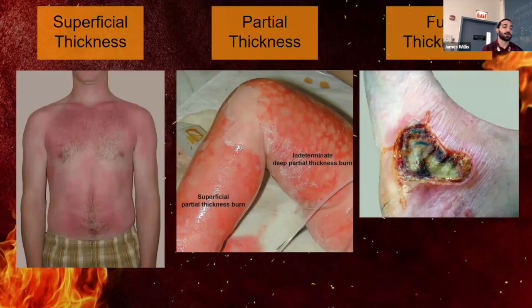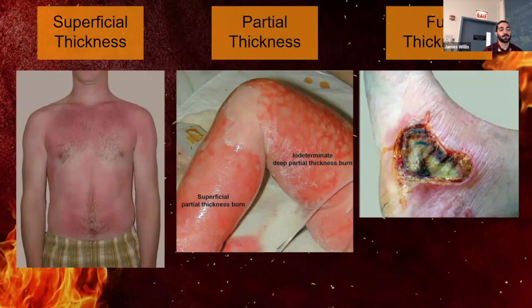The last is the third degree or full thickness burns. They are the most severe. They affect the epidermis and dermis layers. They also extend into subcutaneous tissue, may damage the underlying bones, muscles, tendons. That's in some areas classified as fourth degree. I couldn't find a clear distinction.